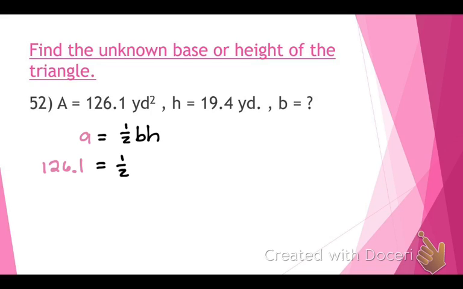Do we know our base? No. We do not know the base, okay? So for that, we're just going to go ahead and leave it there and drop down the B. Do we know our height? Yes, 19.4. Okay, very good. It tells us there that the height is going to be 19.4. All right, now, is there any work that I can do over here to the left of the equal sign? No. So what should I do with that? Drop it down. Okay, I'm just going to drop it down and not do anything with it.